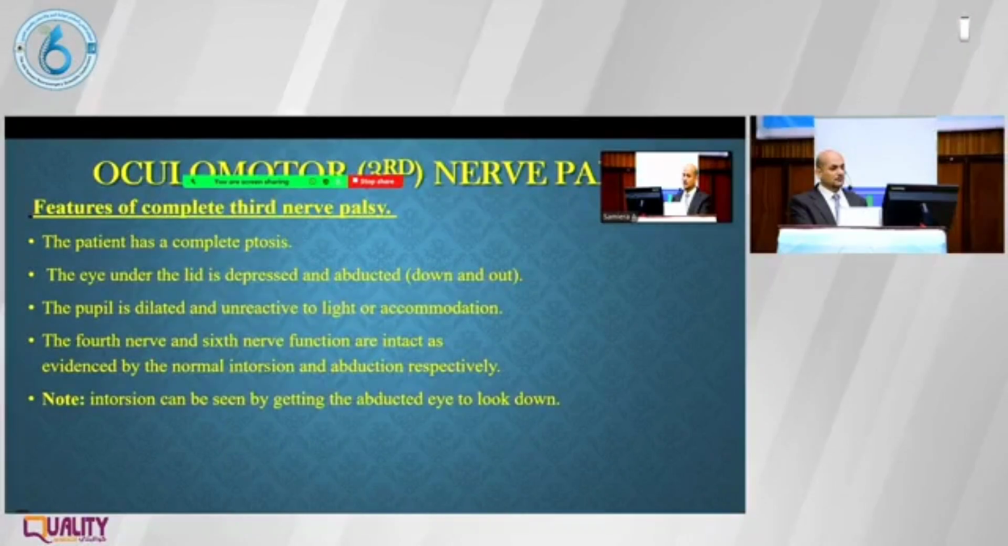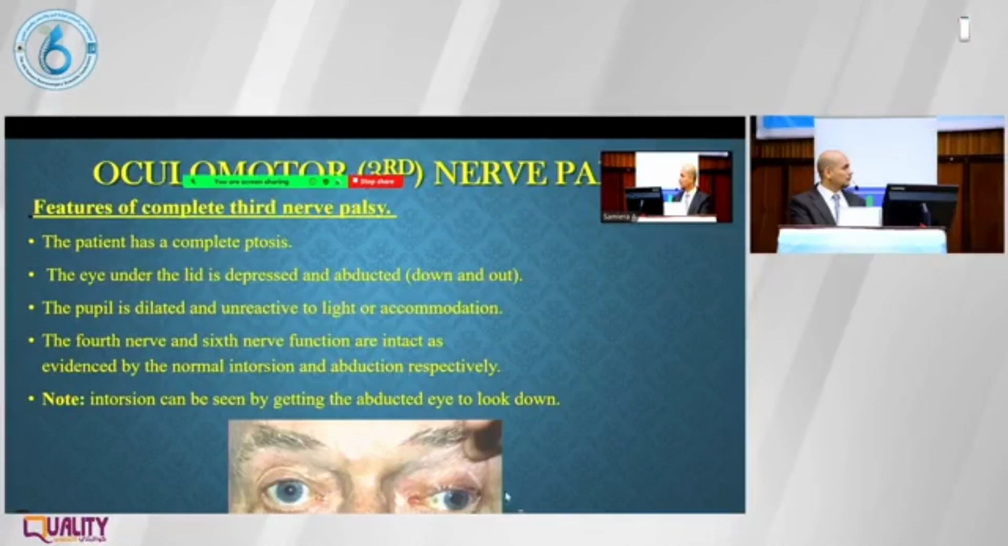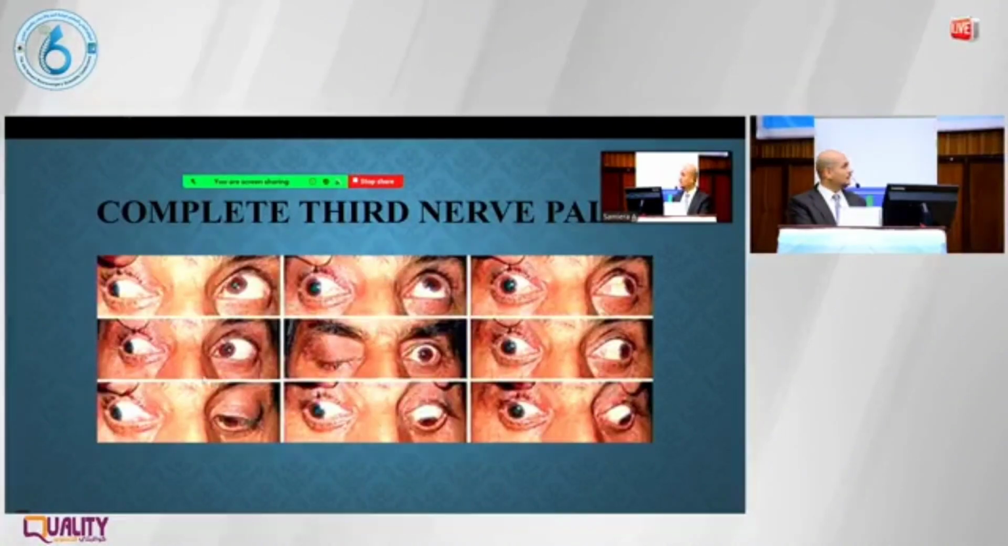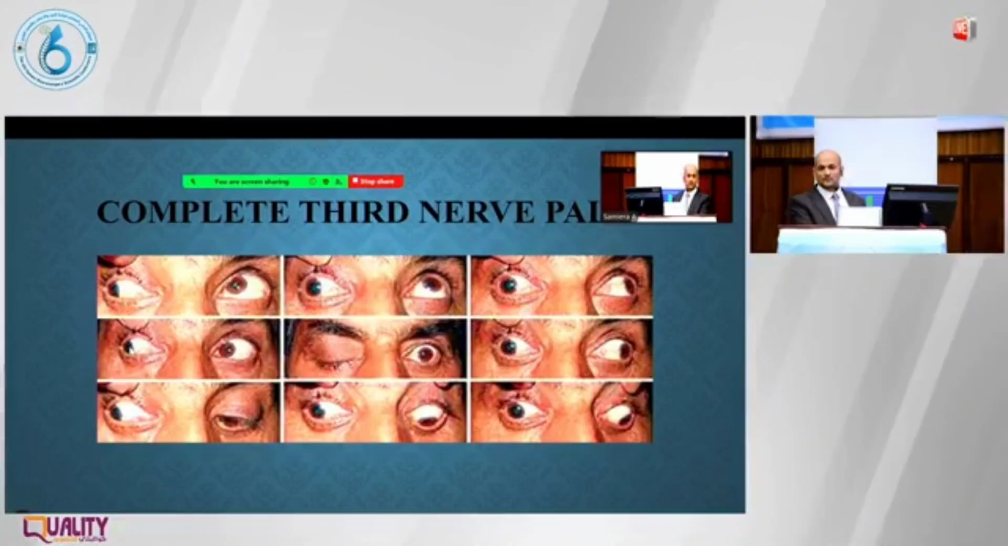So that is a case of a patient with complete third nerve palsy: ptosis, with exotropia, with hypotropia, with pupil involvement. Here again, right third nerve palsy, limitation of elevation, limitation of depression, limitation of adduction, and normal abduction because the lateral rectus is still working.